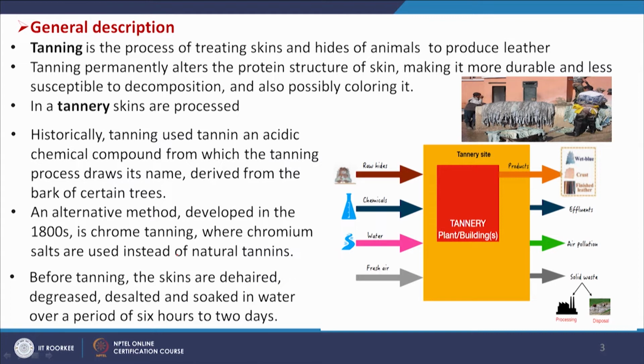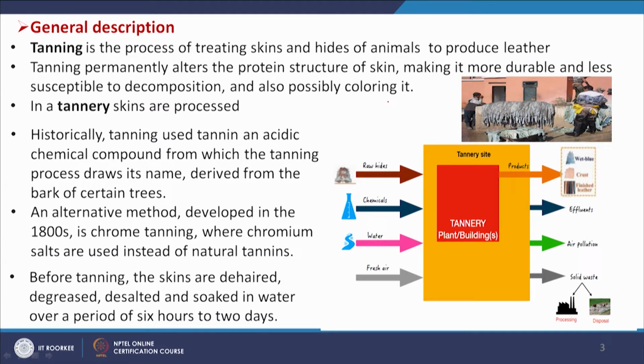So, the tannery is the process through which the animal skin is converted to leather. The protein available in the skin is basically converted so that it gets more resistance and more durable and less susceptible to decomposition and also possibly coloring it. So, this is the tanning process, okay.